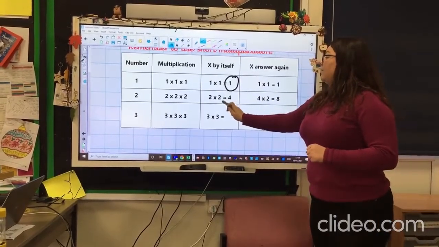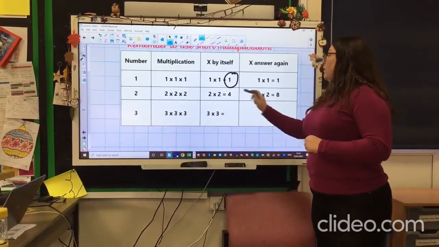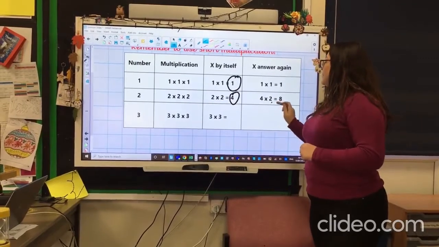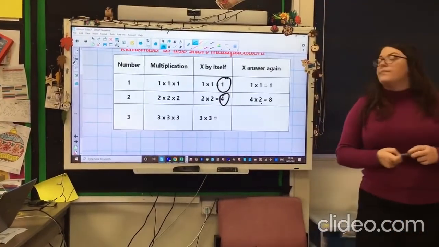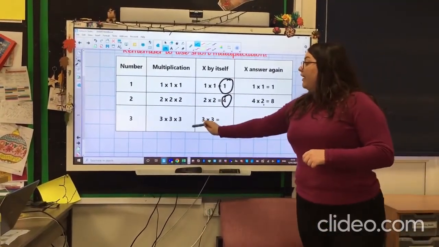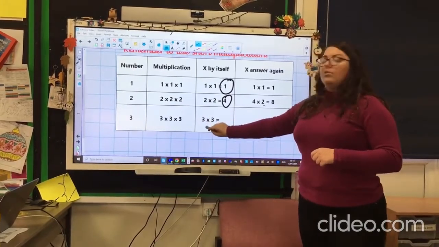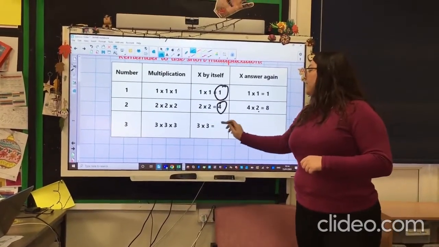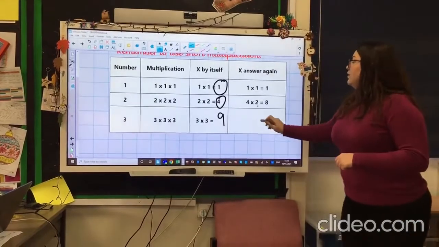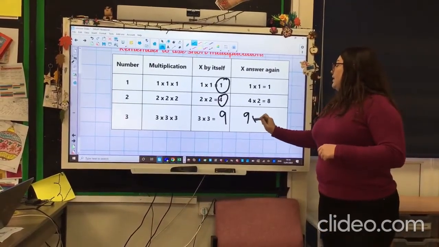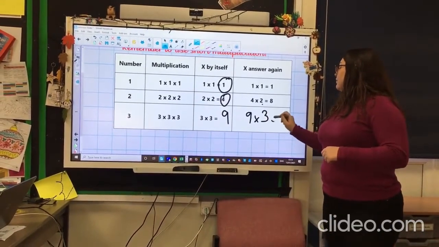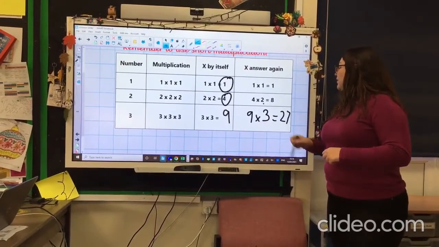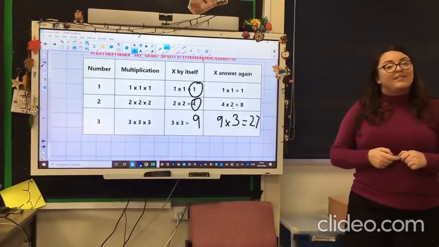We know 2 times 2 equals 4, so we take our answer, times it by 2, which equals 8. And then 3 cubed is equal to 3 times 3 times 3. You multiply it by itself first, so 3 times 3 is 9. And then you know that you need to do 9 times 3, which equals 27. And you're going to do that with the rest of the numbers. Good luck!